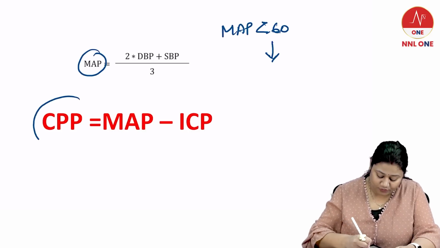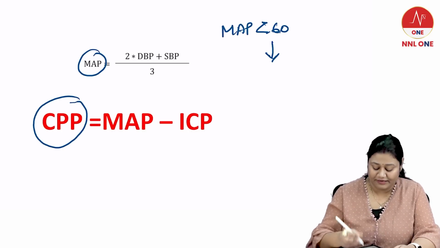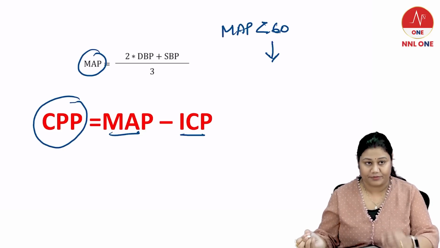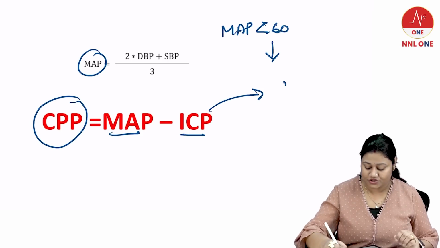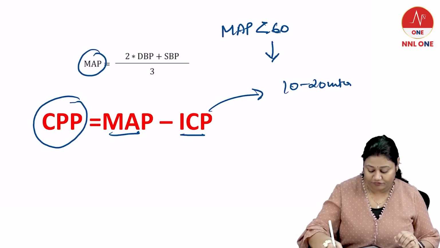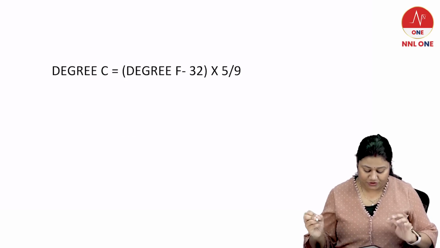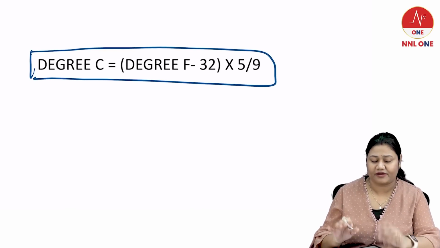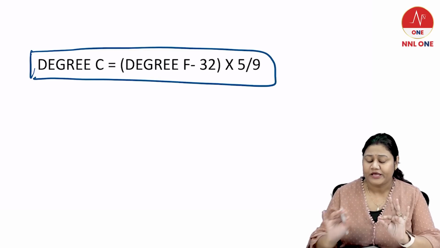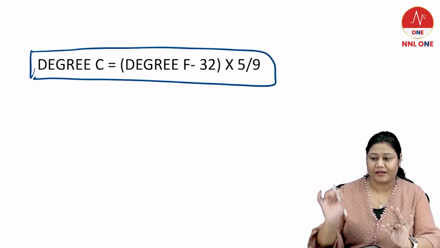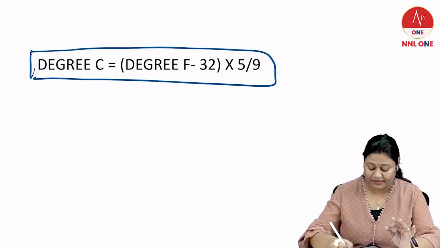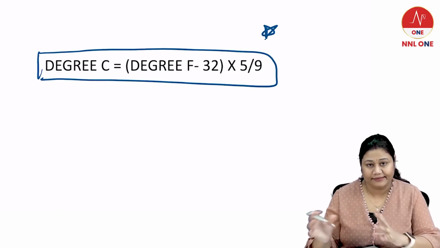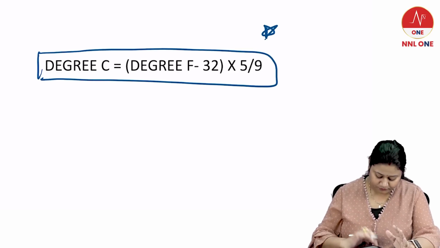How will you calculate cerebral perfusion pressure? You need mean arterial pressure and intracranial pressure, right? What is the normal intracranial pressure? 10 to 20 millimeter of mercury is the normal intracranial pressure, right? How do you convert degree Celsius and Fahrenheit? Only one formula you need to remember. Degree Celsius is equal to Fahrenheit minus 32 multiplied by 5/9. With this formula you can calculate the temperature conversion, right?